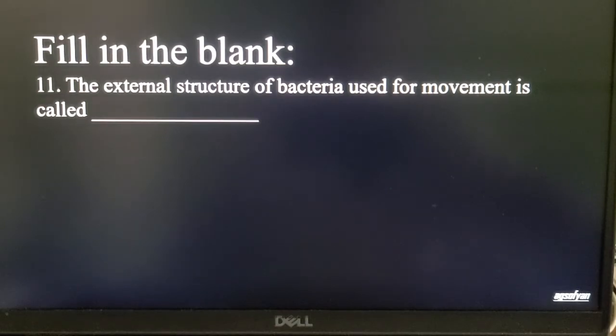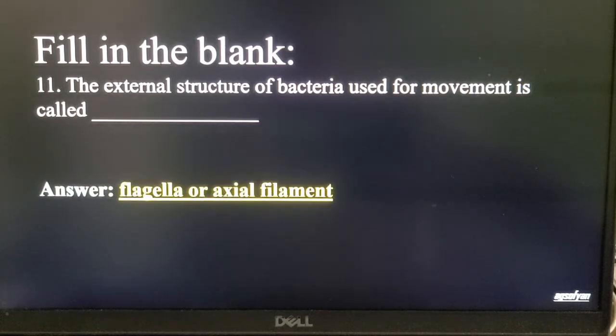Okay, fill in the blank. So this one really needs your knowledge. You have to study in order to answer the question. Okay, number 11. The external structure of bacteria used for movement is called blank. Choose your answer or write your answer. Yes, it's going to be flagella or axial filament.